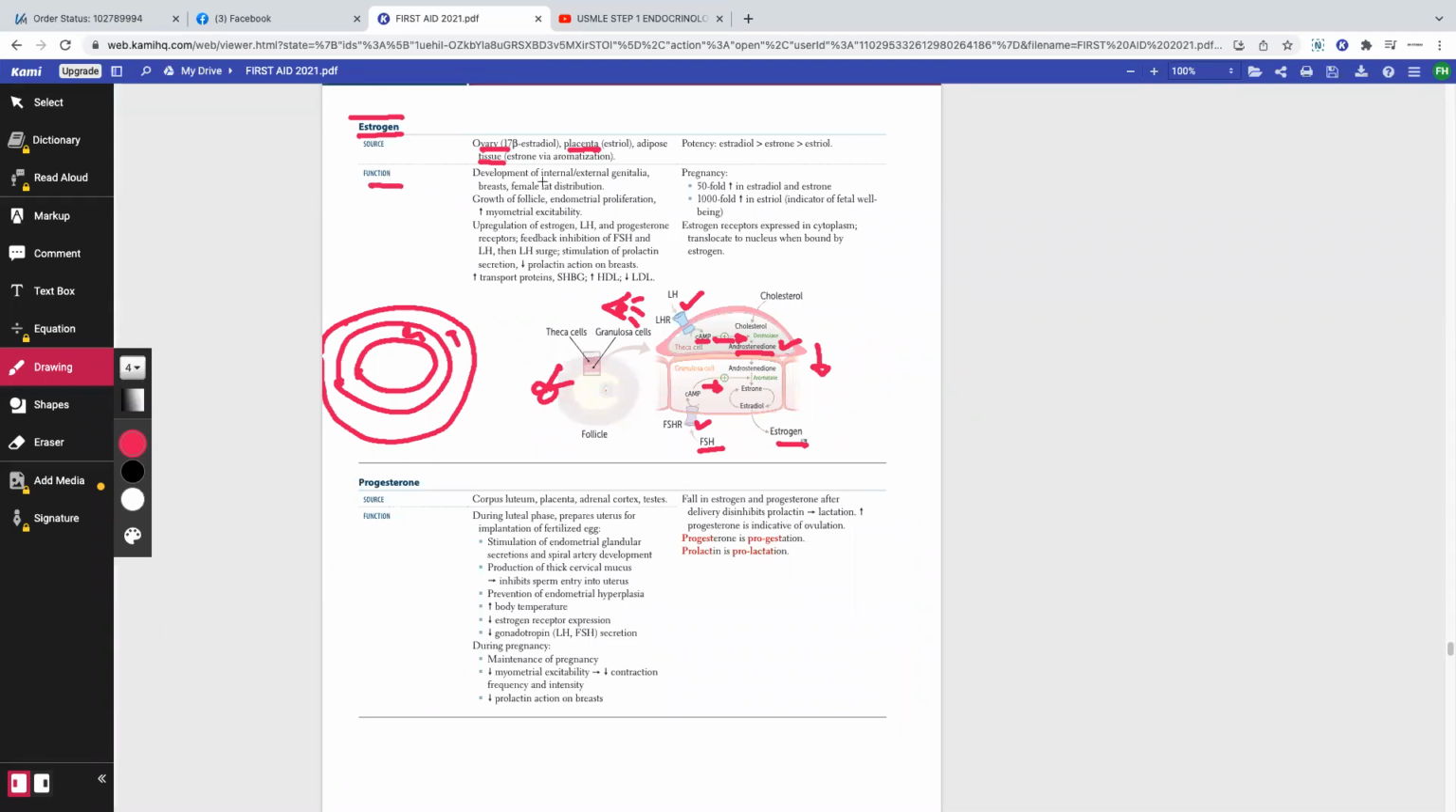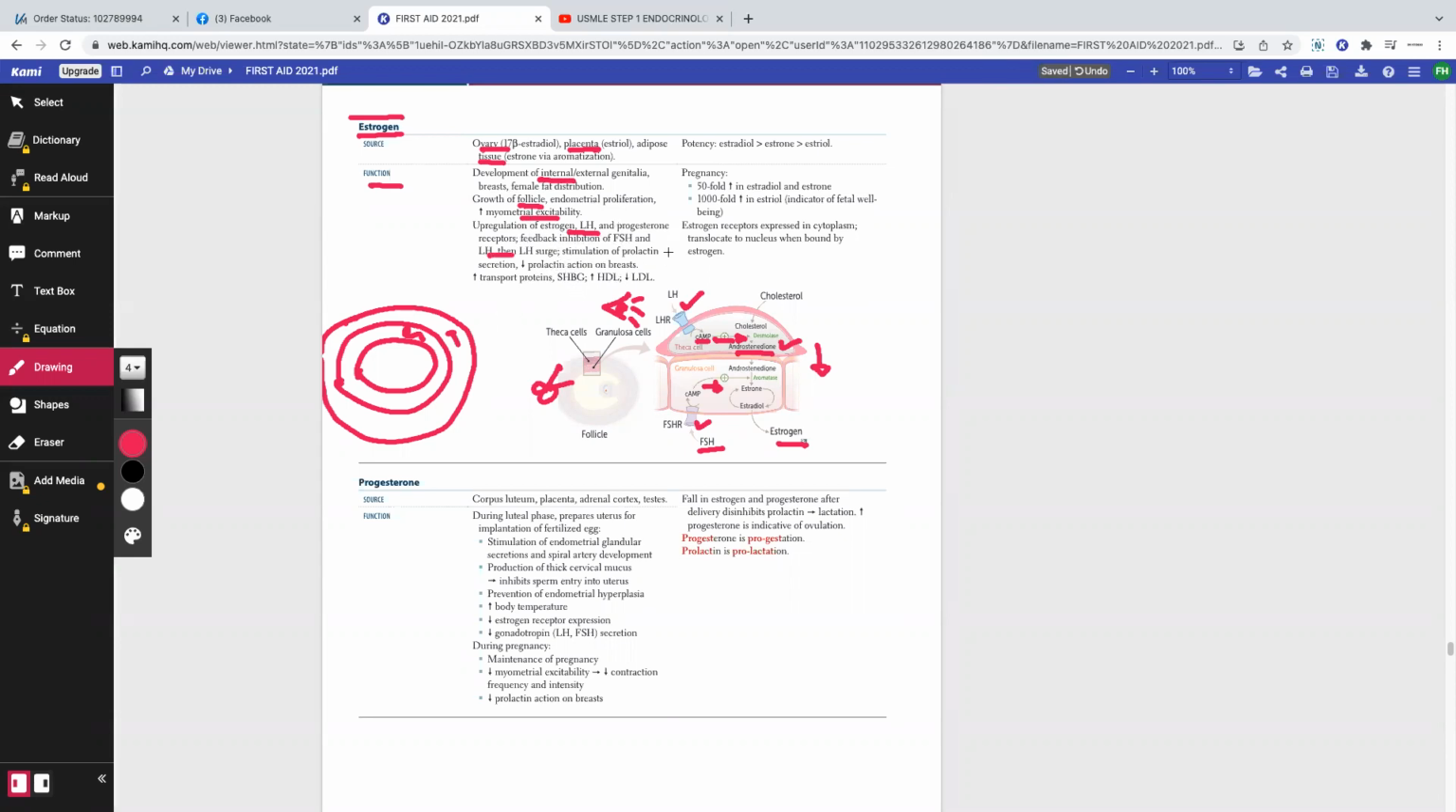Next one is function. The function of estrogen is very simple. That is development of the female secondary sexual characteristics, growth of the follicles and the myometrium, excitability happens under estrogen, upregulation of estrogen, LH, and progesterone receptors, feedback inhibition of FSH and LH, everything happens. So these are not very high yield discussions. You guys already know what estrogen does.